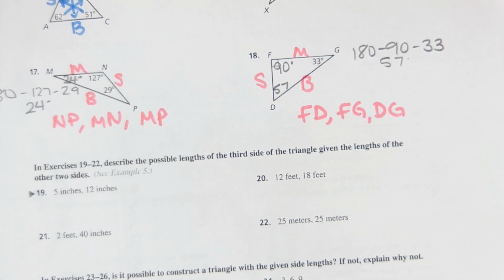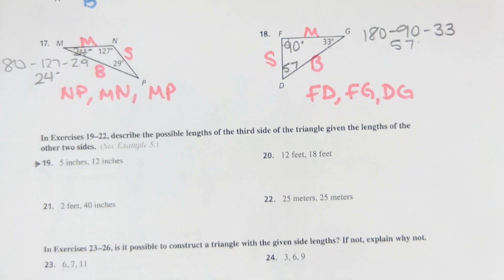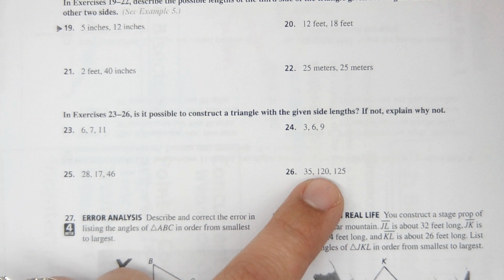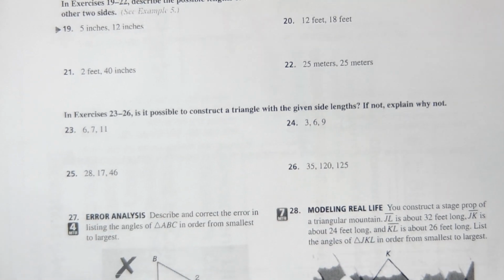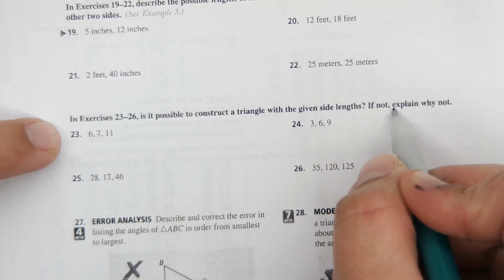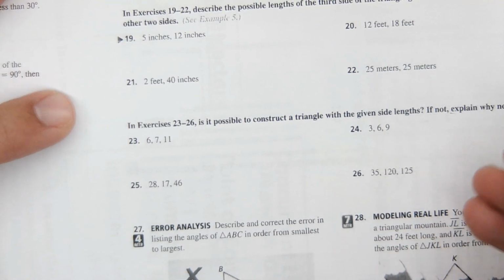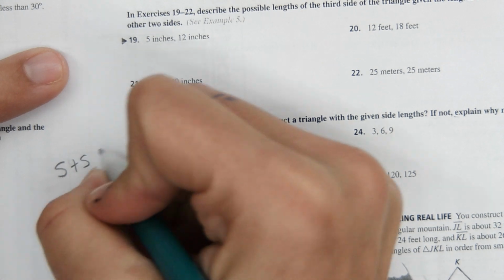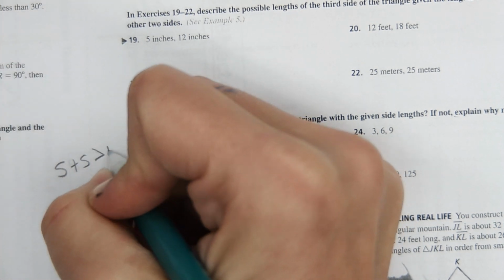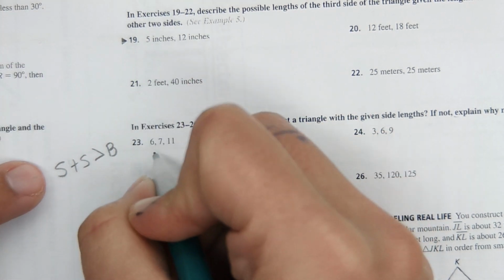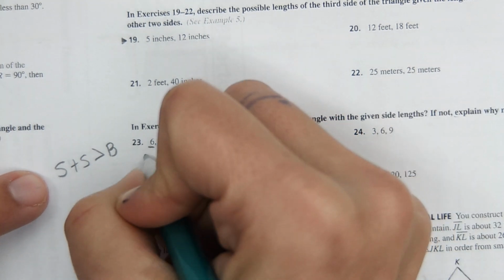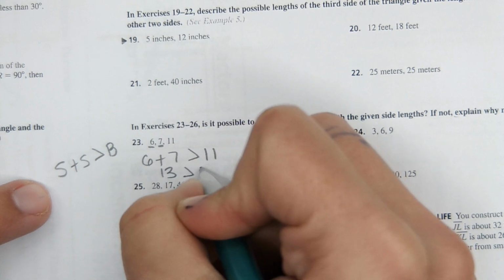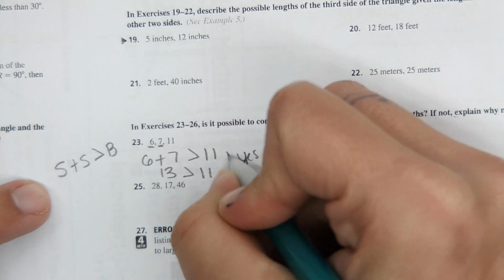Okay, we're going to skip 19 through 22 and go back to it in a second. Right now we're going to do 23 through 26, which we practiced in the beginning. So like it says, is it possible to construct a triangle with the given side lengths? If not, explain why not. So the short side plus the shortest side has to be greater than the biggest side. So here, these would be your two short sides. So 6 plus 7 has to be greater than 11. So 13 has to be greater than 11. So yes, it's a triangle.